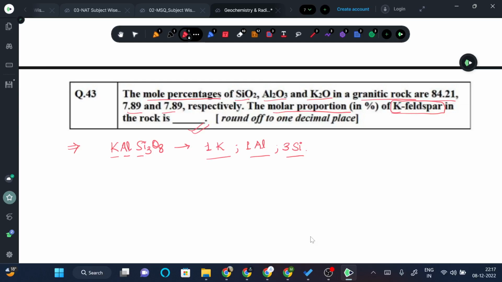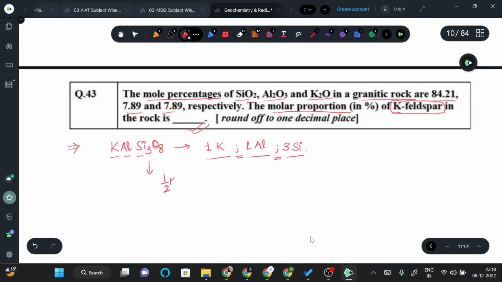Sir, it will be half K and half Al. No, that is why I have put a semicolon over here. I am talking about number of moles. Yes, what you are talking about is this. Let me write that also. Half K2O plus half Al2O3 plus 3 SiO2. Now this is equal to KAlSi3O8.